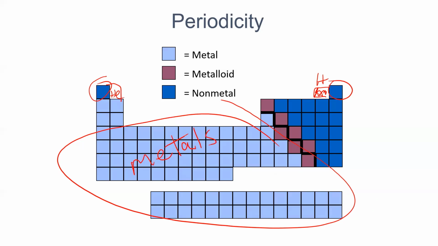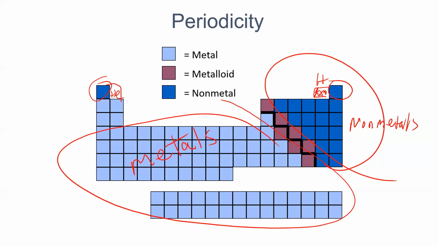To the right of that staircase, non-metals, right? So here are all my non-metals. That's very powerful, just knowing that. We've already discussed physical and chemical properties. Metals, they're malleable, they're ductile, they're good conductors of heat and electricity, they're shiny, they're lustrous. That's why they're so desirable for jewelry and monetary purposes, right?